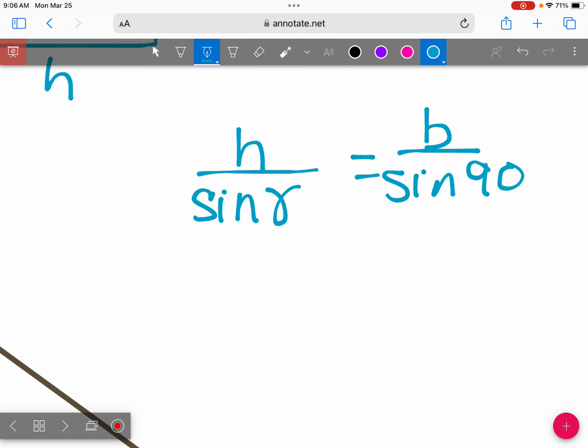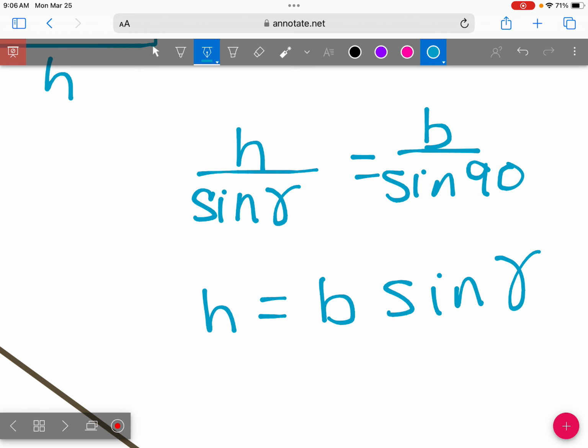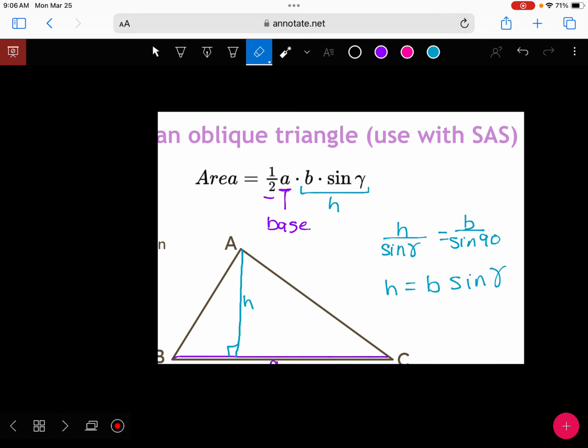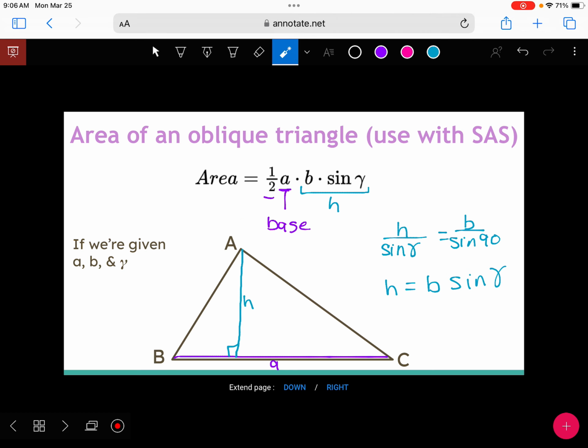So if we get h by itself here, sine of 90 is 1. So that height, that vertical line there from my A angle to my side A, is B sine of gamma, which is exactly what we see in that formula. So we can use our law of sines on these little triangles to figure this out, or we can memorize this, either way. But that's where this piece comes from. It is the height.